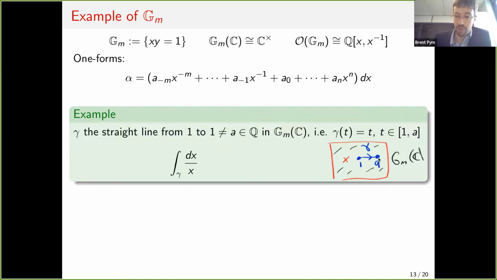So I can parameterize that. And then on the other hand, here's a differential form, dx divided by x. That's a perfectly valid expression of this shape. It's 1 over x times dx. So I'm supposed to be able to define this integral.